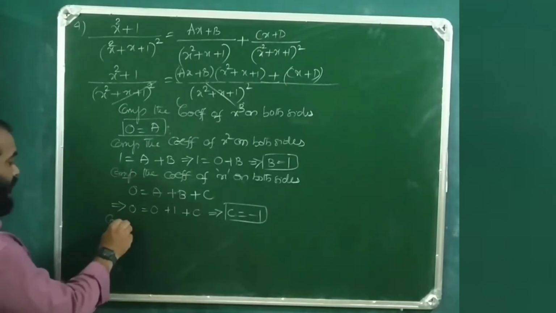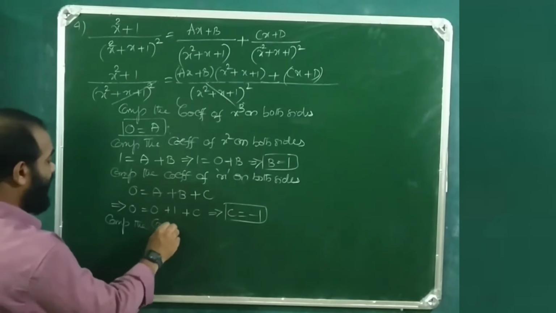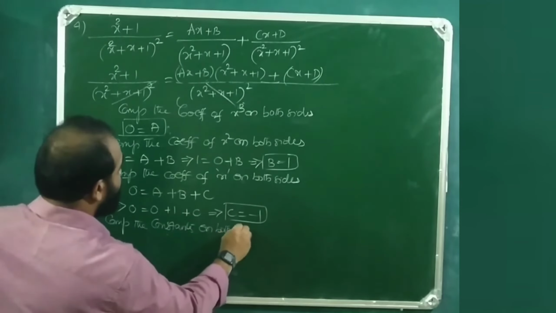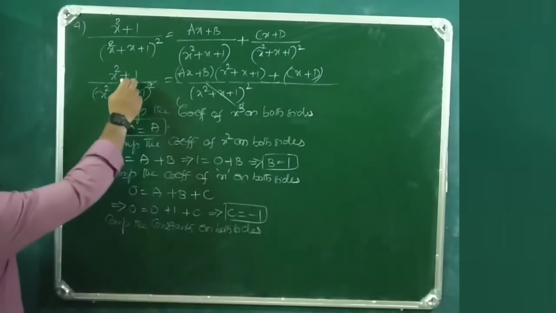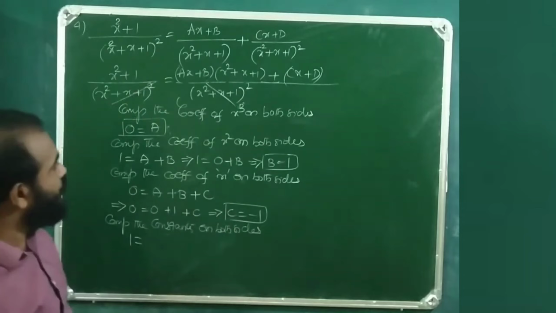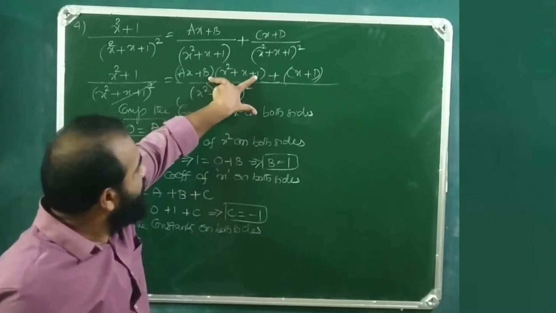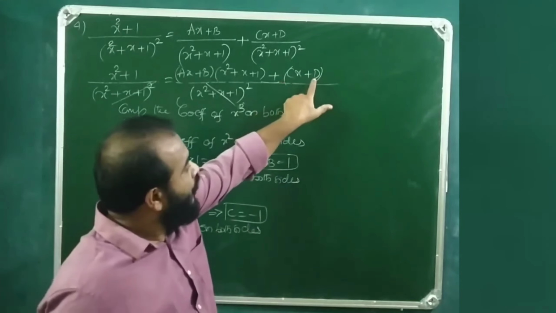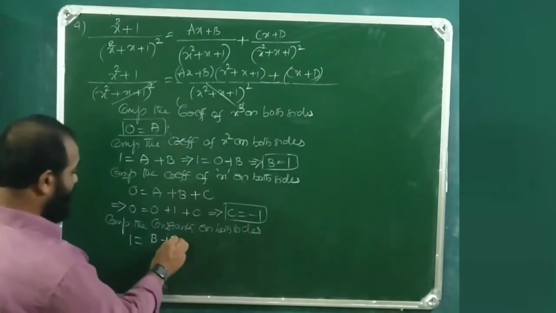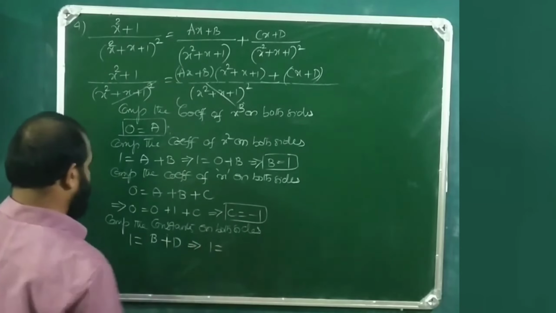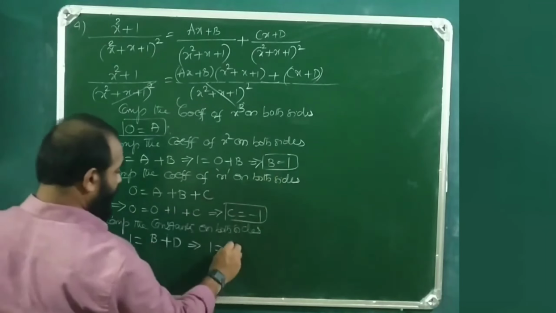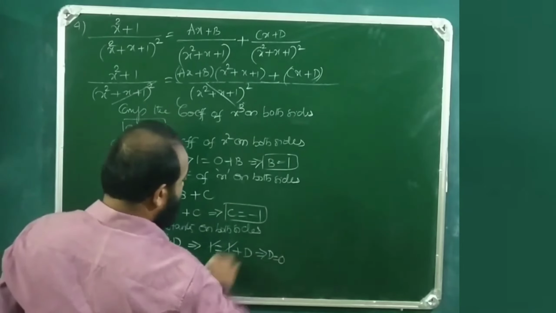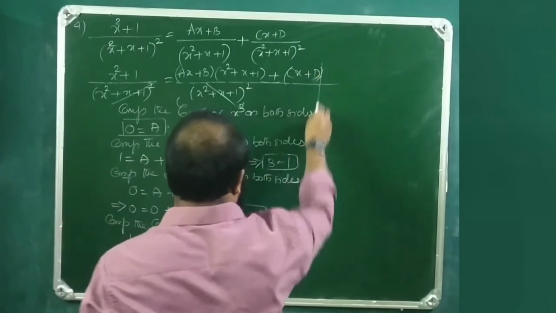Now comparing the constants on both sides. So here constant is 1, equal to b into 1, b, that is the constant, plus constant is d here. So b plus d equals 1. So 1 equals b value is 1 plus d. So 1 gets cancelled. We are left with d equals 0. So we have a, b, c, d values.